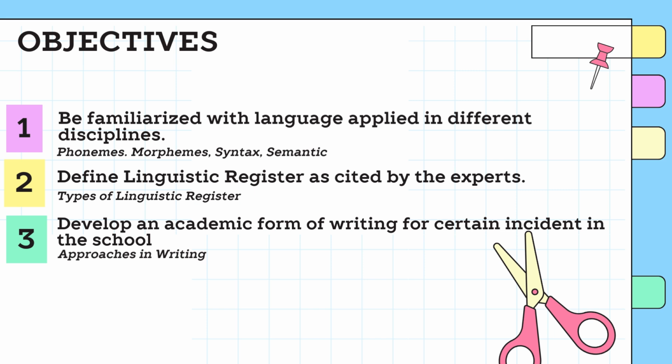Okay, the objectives to be completed for this Module 1 are for you to be familiarized with the language applied in different disciplines, where inclusions of phonology, morphology, syntax, and semantics are going to be identified; define linguistic register as cited by the experts, where types of linguistic register are enumerated; and develop an academic form of writing for a certain incident in the school, especially during our first day of schooling, School Year 23-24. So there will be a process of writing to be observed as you go through this.